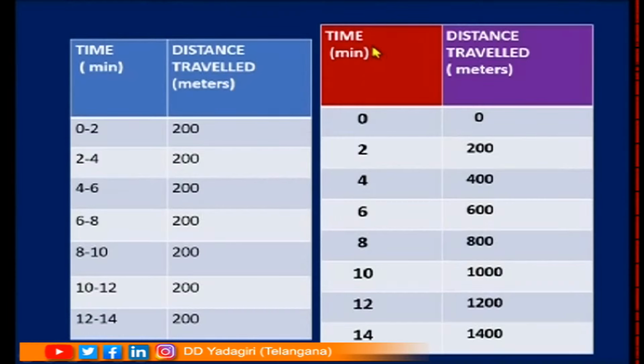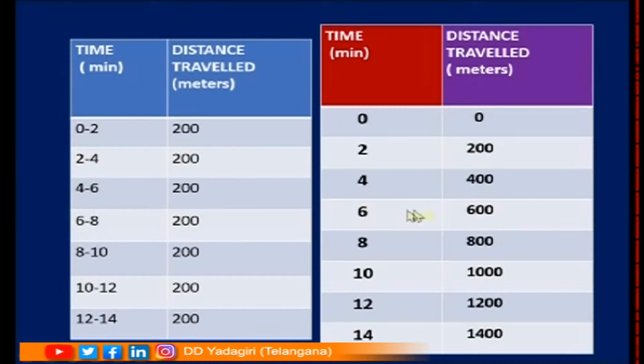How to draw the table? Observe here. Now I took the time values like this and the distance values like this. Zero means at the initial time she traveled the distance 0 only, means she is at home only. After 2 minutes she covered the distance 200 meters. After 4 minutes, 400 meters, means we have to add the total distance.